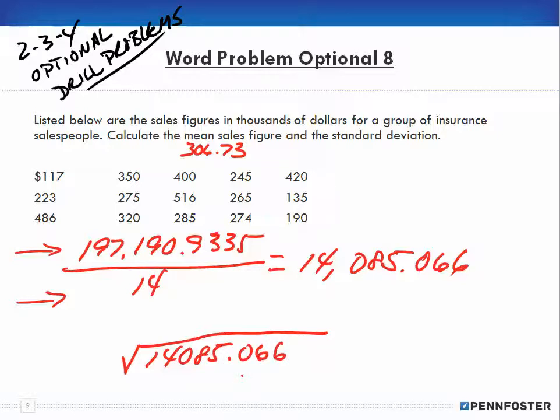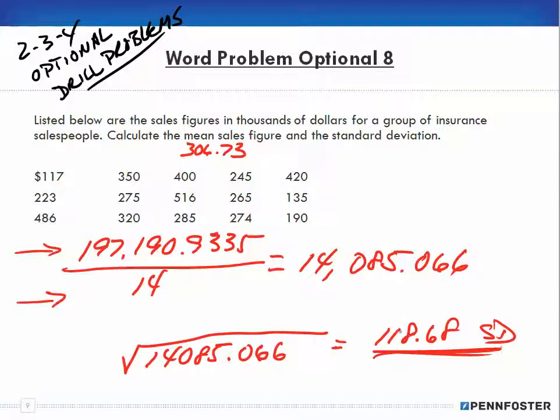14,085.066. And the way you get that is, if you have just a very, very basic calculator, you'll see a square root key on it. Right? So you clear out your calculator, then you punch in 14,085.066, and then all you need to do is just hit that key that has a square root symbol on it. And when you hit that key, it does the square root for you, and that ends up being 118.68 standard deviations. Okay, as a standard deviation.